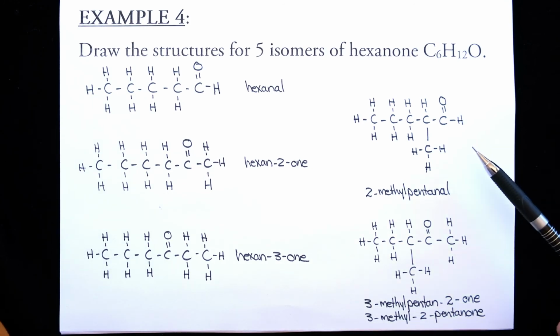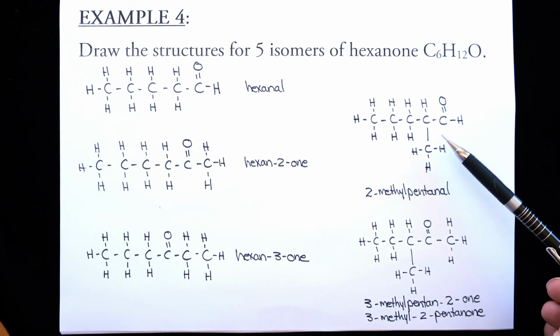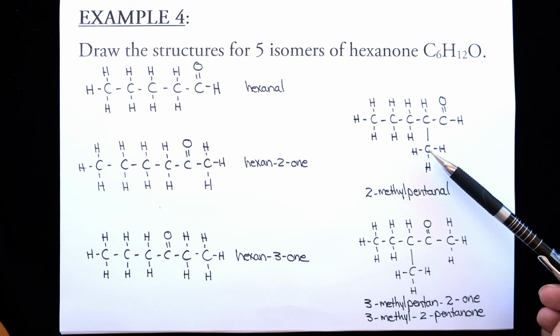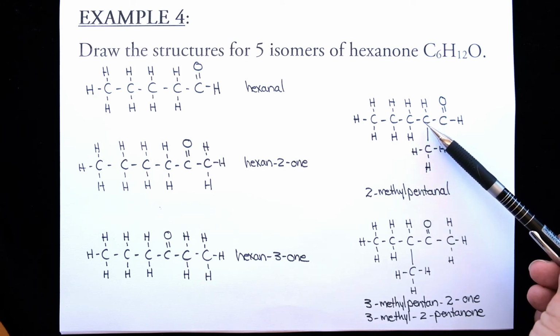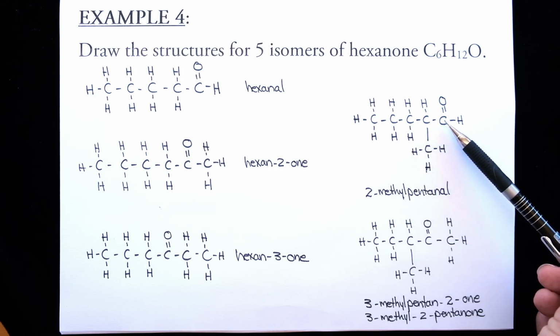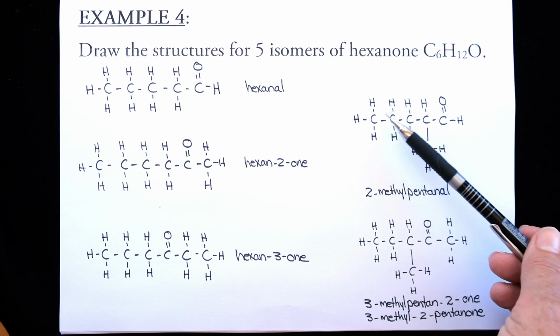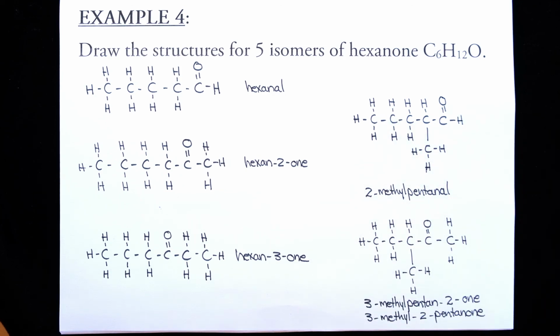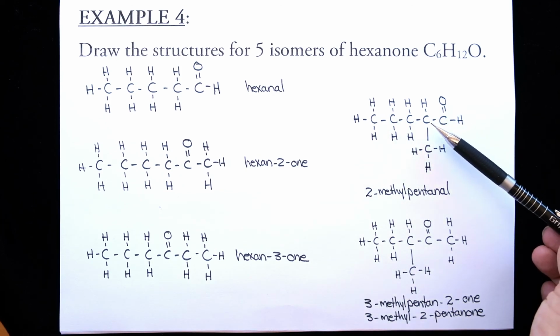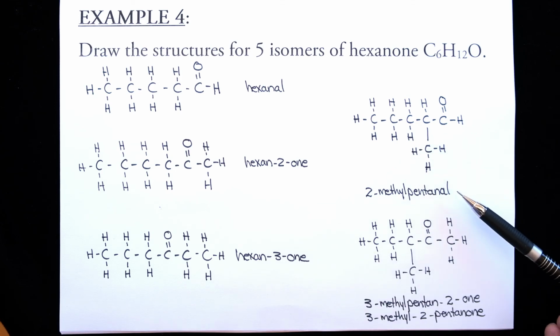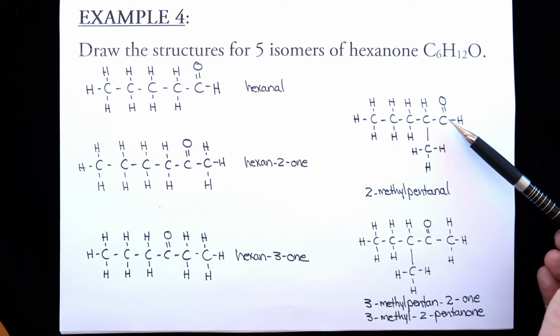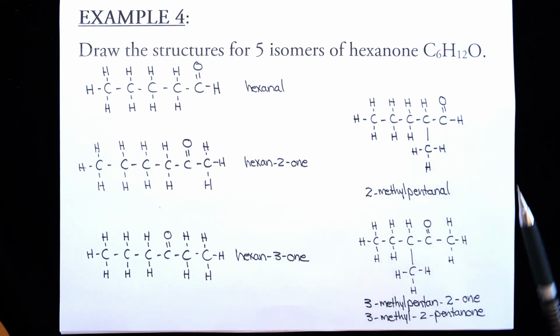isomers with side branches. On the first one on the right hand side, I have a methyl on the second carbon. So this is an aldehyde because we have the carbonyl group on the end. Our longest chain is 1, 2, 3, 4, 5. So it's a pentanal with a methyl on number 2. So its name is 2-methylpentanal. Remember, aldehydes don't need numbers to show where the carbonyl group is.